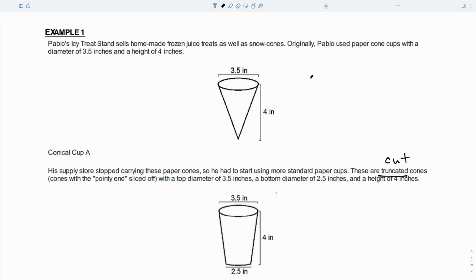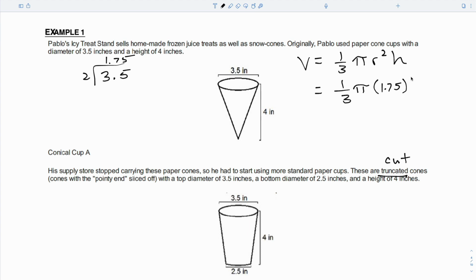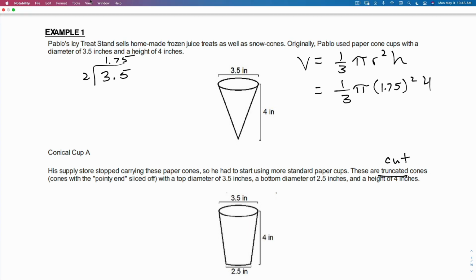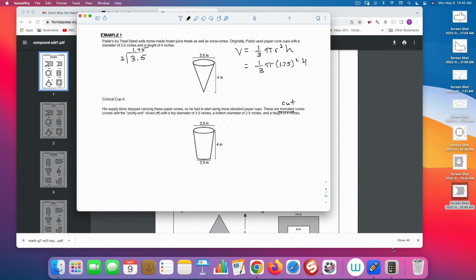Let's start with this one up here. The volume of a cone is 1/3 pi r squared times height. Write that formula on your paper. The radius for this one is half of 3.5, so 1.75 is the radius, and times the height of 4. We're going to get this in terms of pi first.